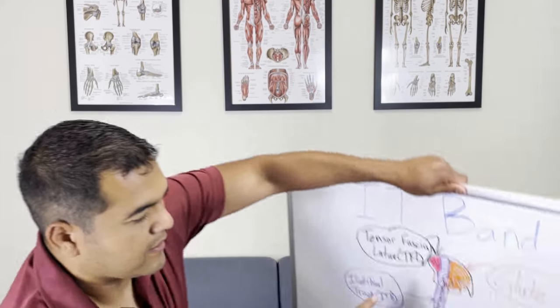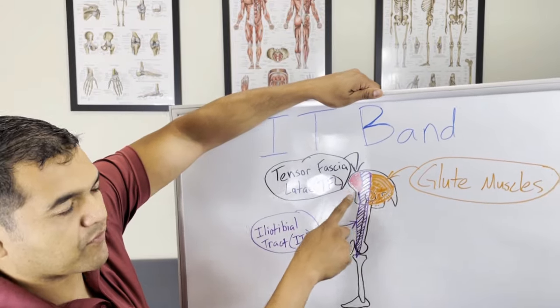If they're tending to use their TFL muscle, that pink one that's towards the front of the hip, about where your front pocket would be, then you're going to be pulling that IT band up quite a bit, which irritates things down at the knee.